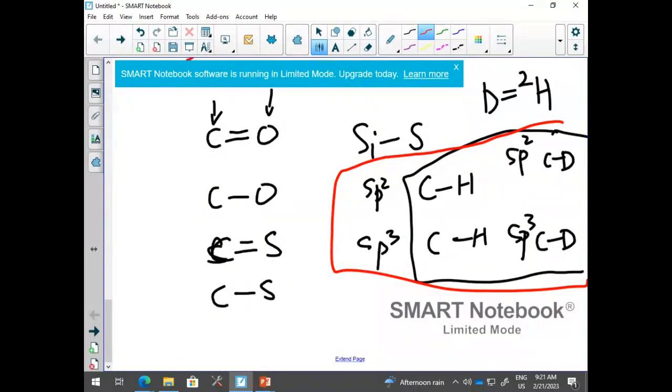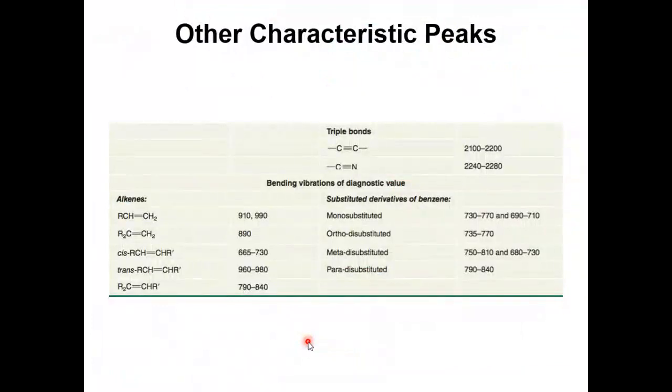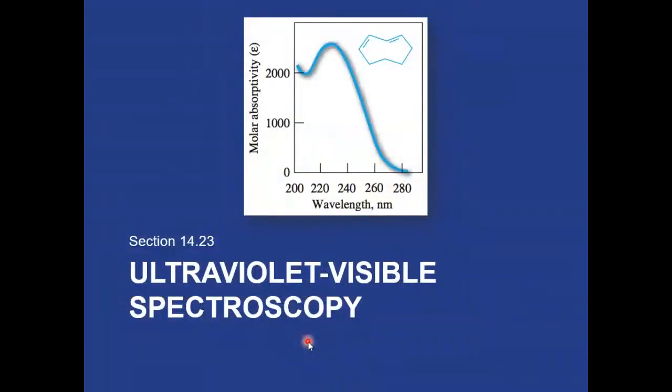So this is just the major goal for me in introducing this equation. I'm not asking you to memorize the equation, just to have a concept of how atomic mass and bond strength, these two factors, qualitatively affect the stretching frequency. Okay, so that's about infrared.